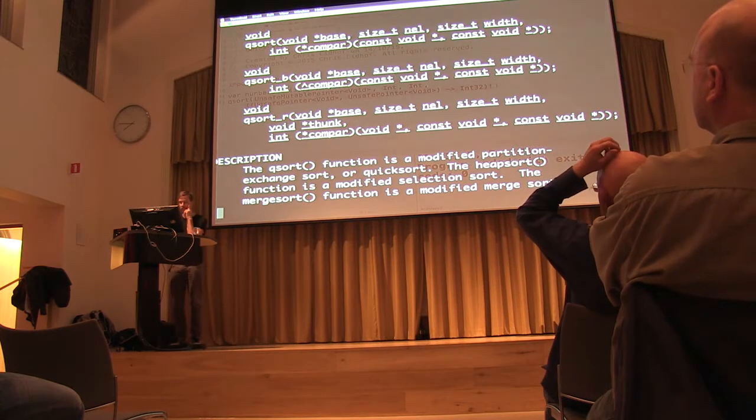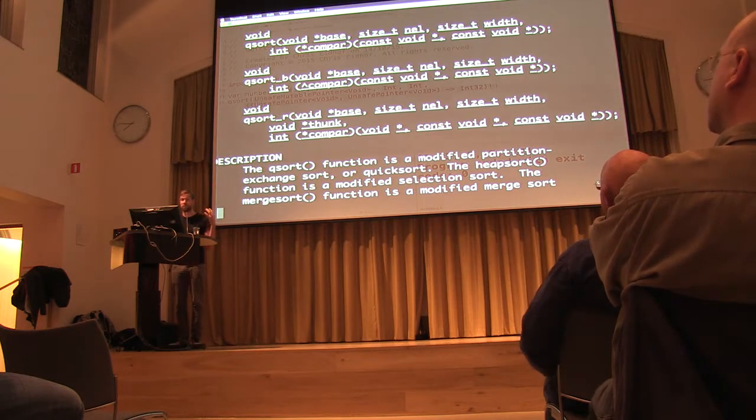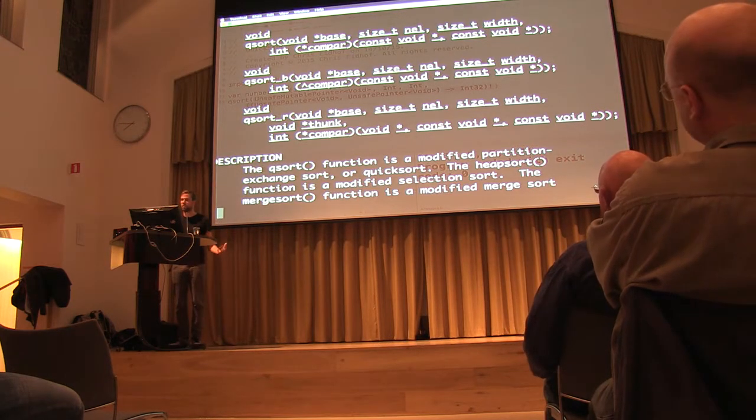So it says void qsort. This void is the return type. It means that qsort is not going to return anything. It's going to return void. So that's already a sort of a hint, you know. Quicksort is not going to give us a new array. It's going to change the existing array.